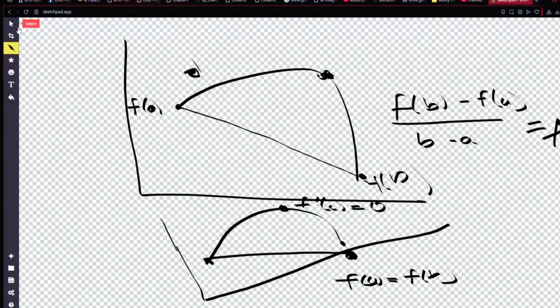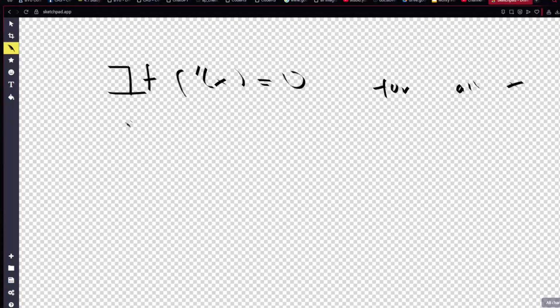Now I'm going to do, I guess, another theorem here. I'm going off my notes here, so I'm trying to remember all the theorems that we have. If f prime of x is equal to 0 for all x in interval AB, then f is constant. Well, that is really super logical to assume.